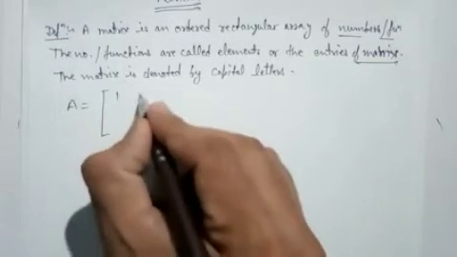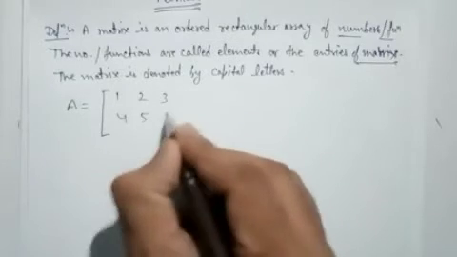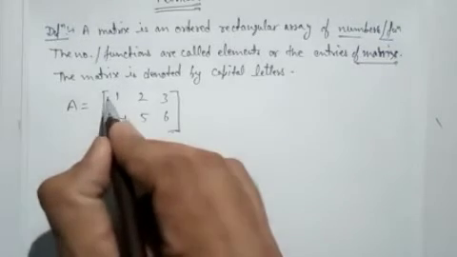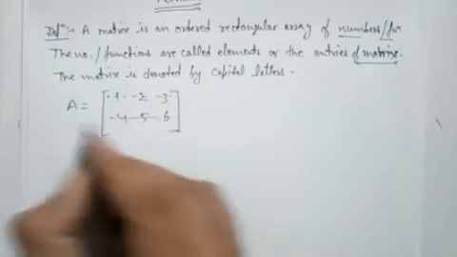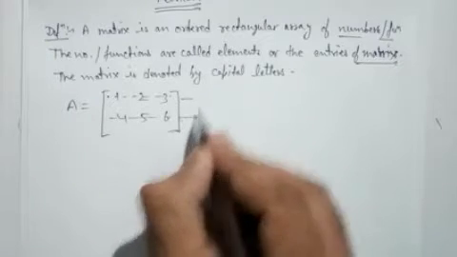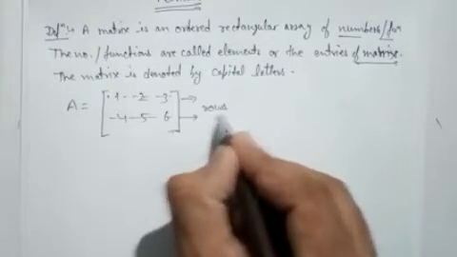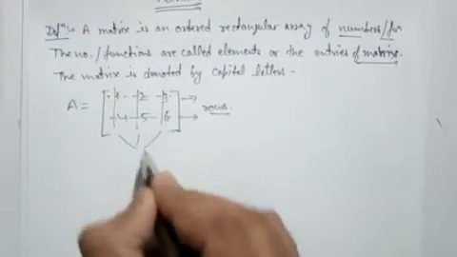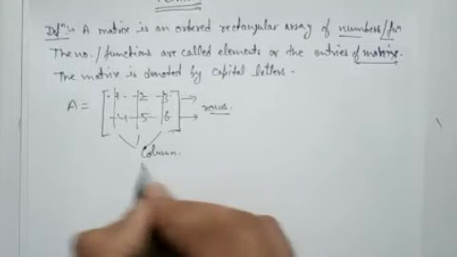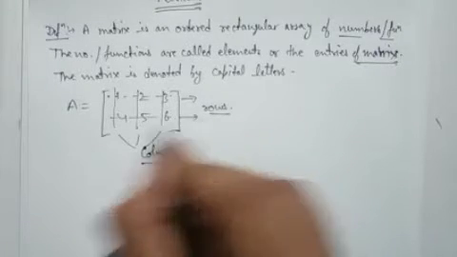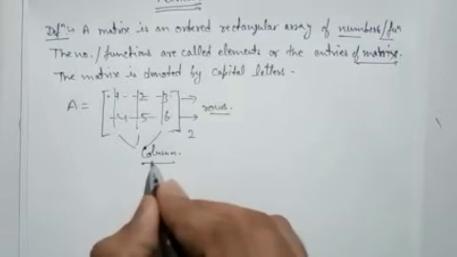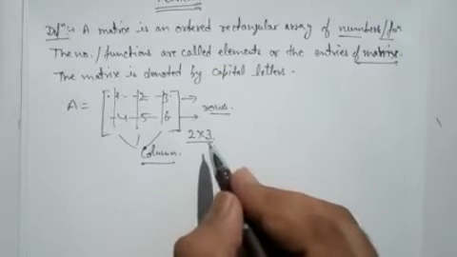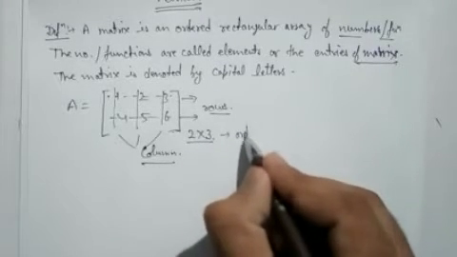I would like to take 1, 2, 3, 4, 5, 6. So this is the matrix. These horizontal lines represent rows and these vertical lines are known as columns. First we write the rows in this matrix. How many rows? 2 rows. And how many columns? 3 columns. So 2 cross 3 is the order of the matrix.